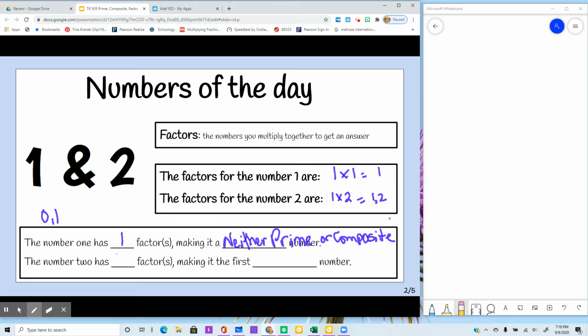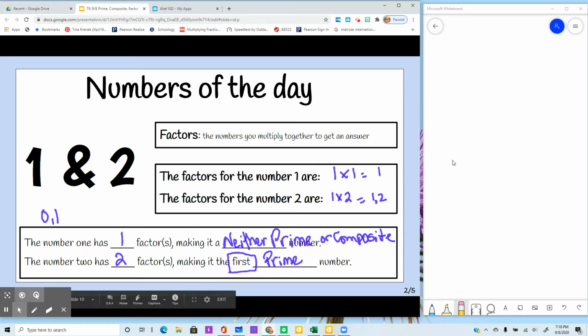And the number 2 has exactly 2 factors. So notice this here, we're saying that 2 is our first prime number. Okay, make sure you write these in your journal and take notes, because this will be important later on in our lessons.